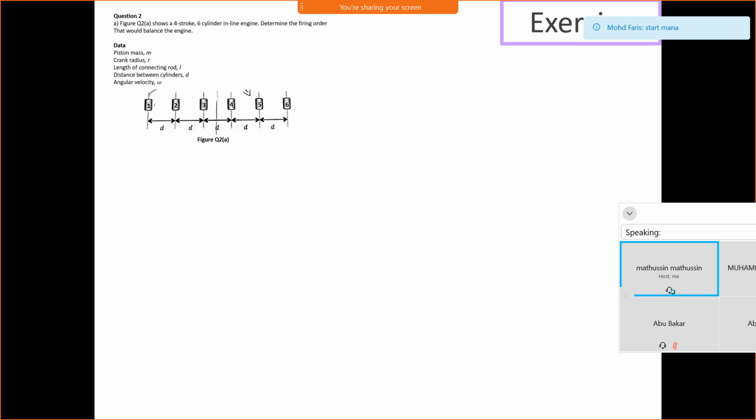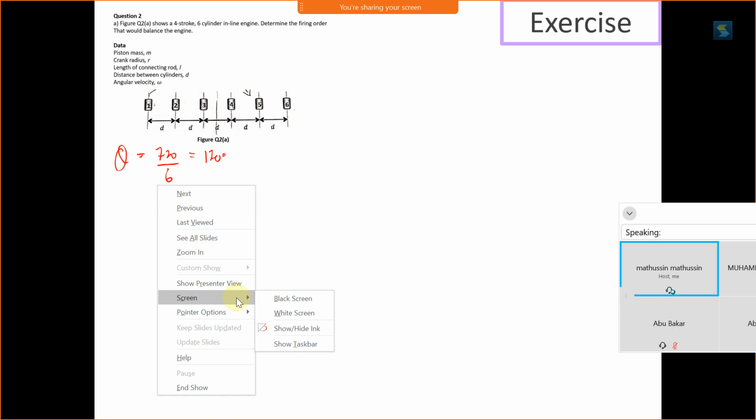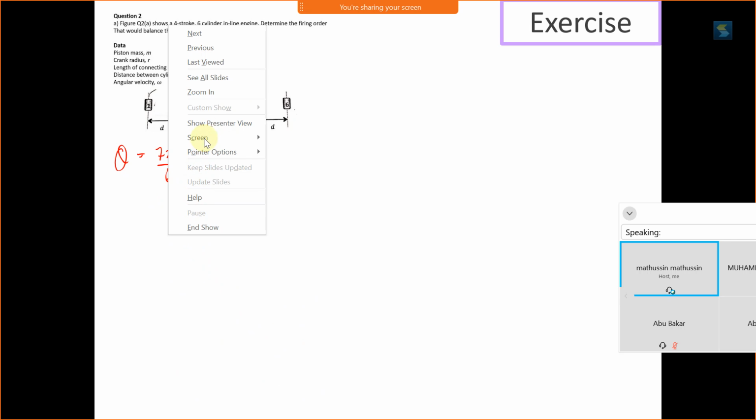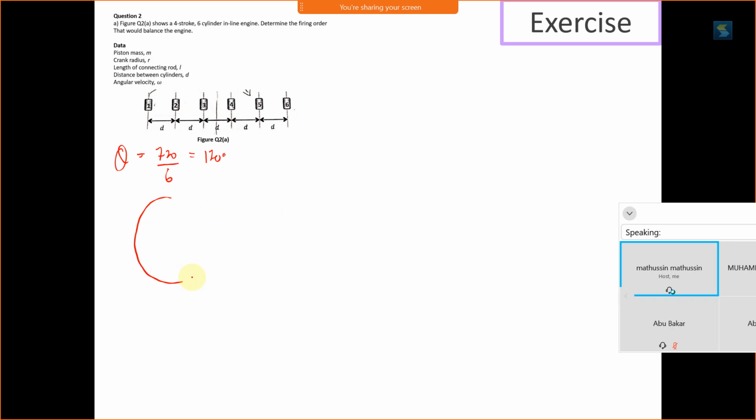First adalah kita kena dapatkan dia punya theta lah. So theta sama dengan 6 cylinder 4 stroke. So maksudnya 4 stroke 720 bahagi 6 kan. So setiap silinder tu theta dia adalah 120 degree. So bila kita lukis, kedudukan dia mesti jadi macam ni.